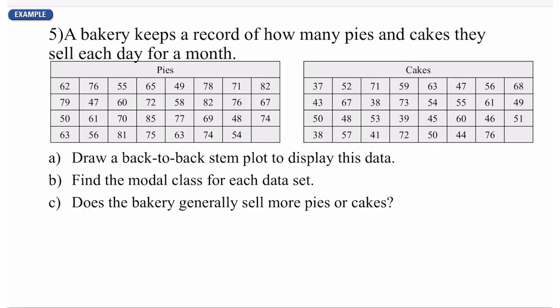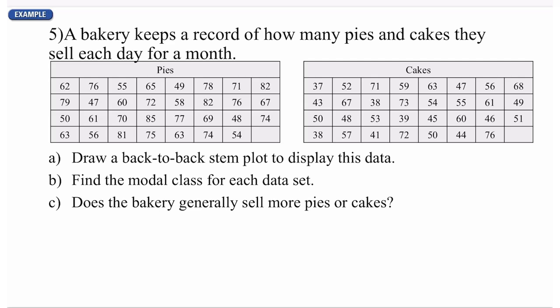Okay, for this example, we have a bakery that keeps a record of how many pies and cakes they sell each month. So here's all the information for the pies, and here's all the information for the cakes. We're going to draw a back-to-back stem and leaf plot to display this data. We'll find the modal class and then answer this question.